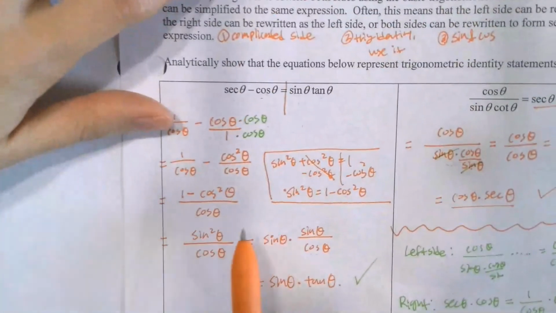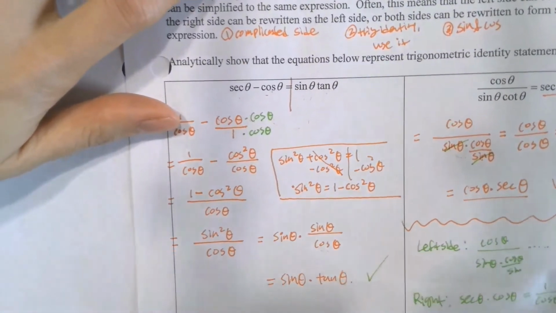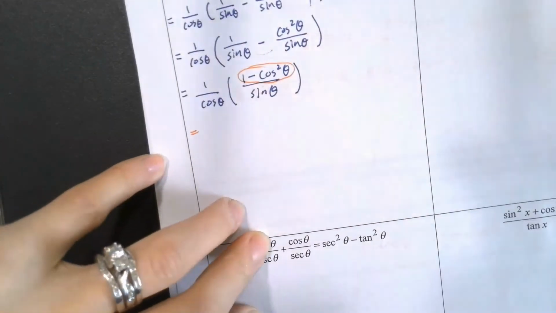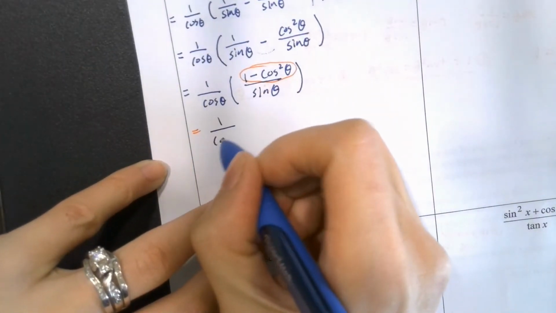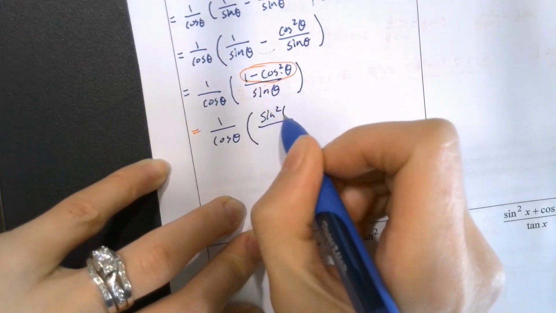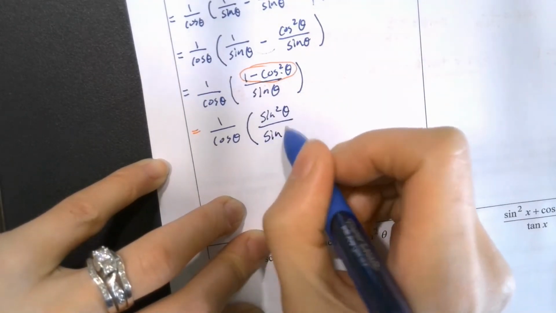Didn't we use that over here? Yes, we did. So we're going to use that again to get 1 over cosine theta times 1 minus cosine theta is sine squared theta according to the trig identity. So I just use that.